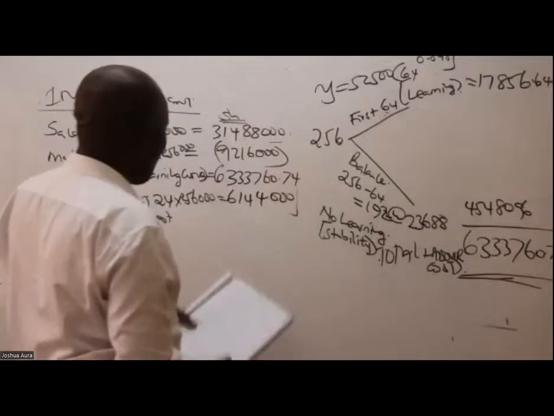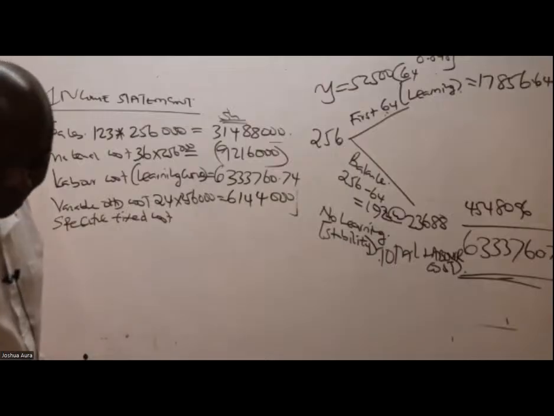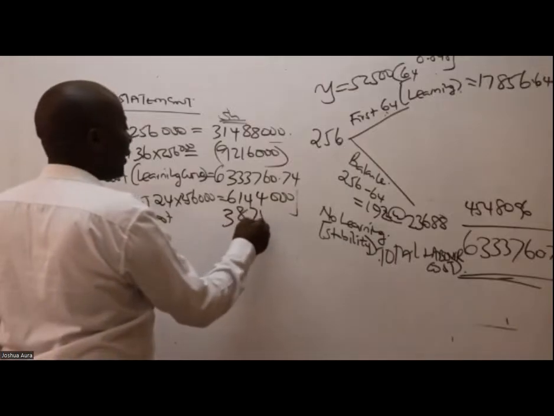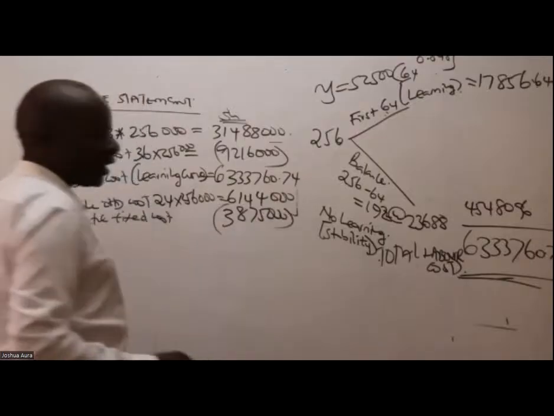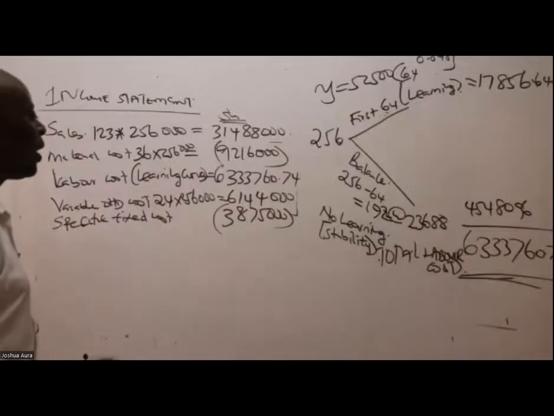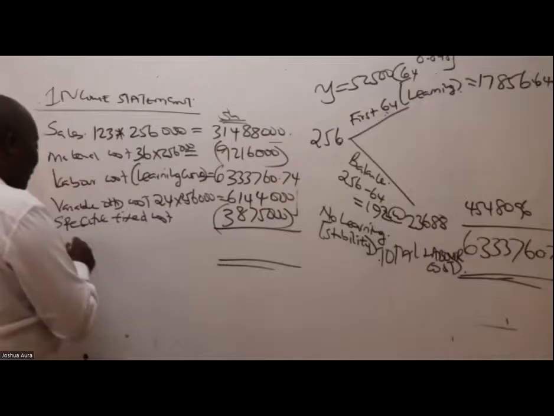And then we have the last one, specific fixed cost per unit. Here I'm going to multiply on a unit price. 3875,000. So let's see whether Eric Odinga has got net profit.